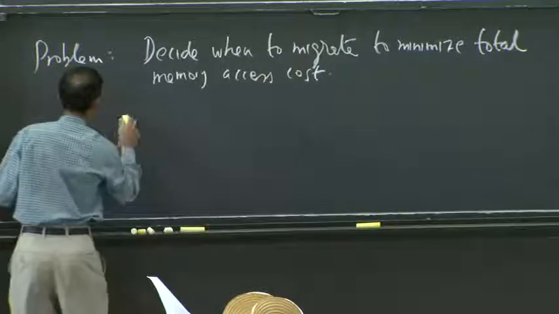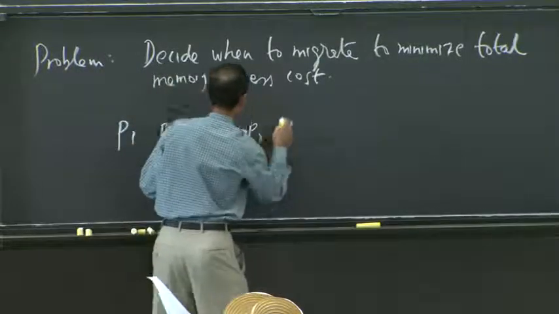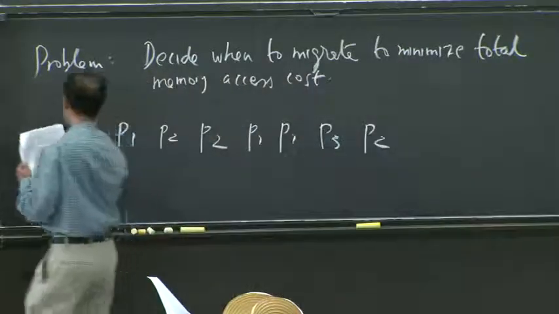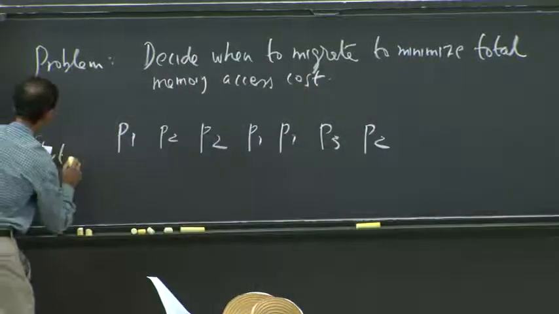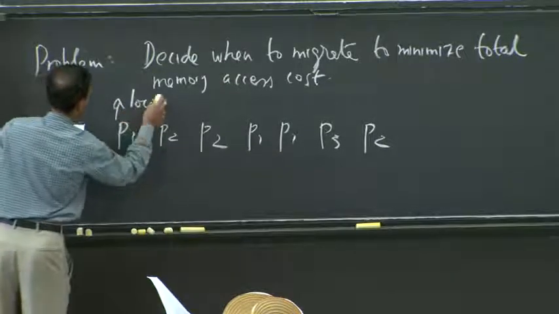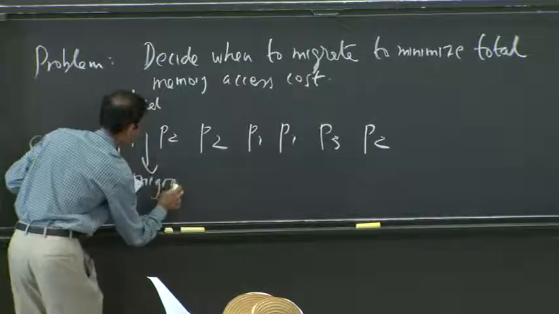So in our example there, suppose we had P1, P2, etc. And let's say you start at P1. This first one would be a local access. And then you may decide that you want to migrate to P2 over here.